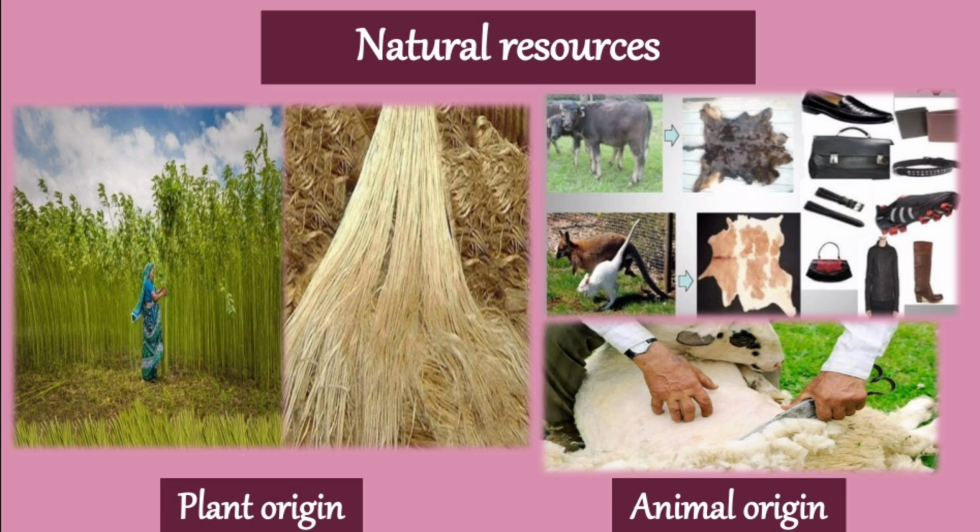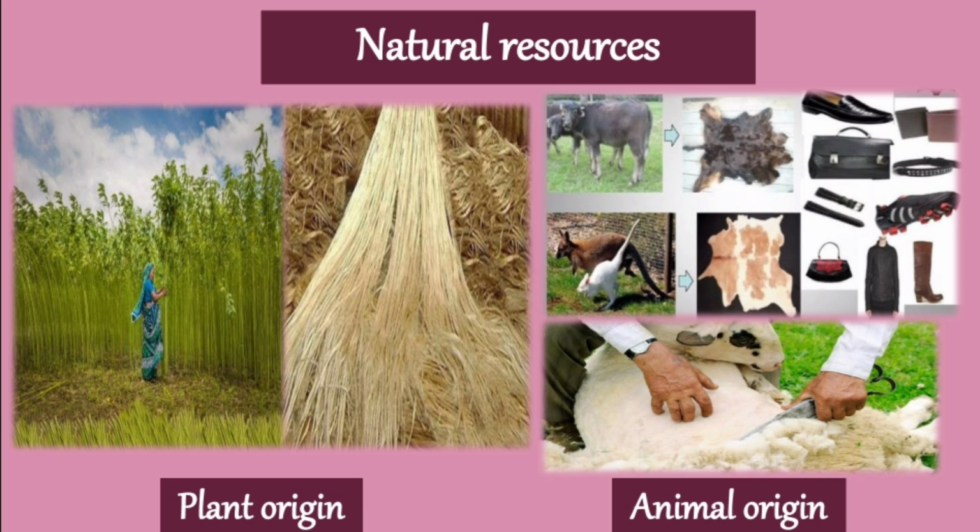What are plant origin biotic substances? Jute and cotton are the substances which we obtain from plants. So they are plant origin. We are obtaining them from the plant, right? So you can see in the figure jute and cotton. What are they? They are plant origin. And what is animal origin? So we are taking it from animals. Leather and wool are obtained from animals. See the diagrams. See the figures. You can see it.